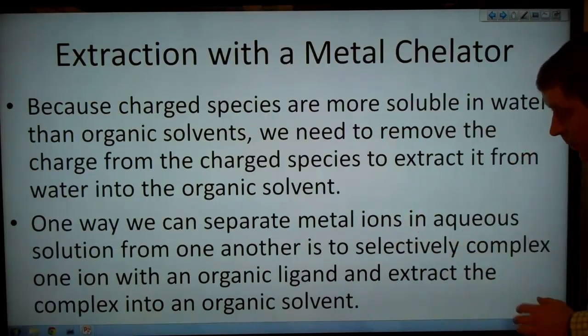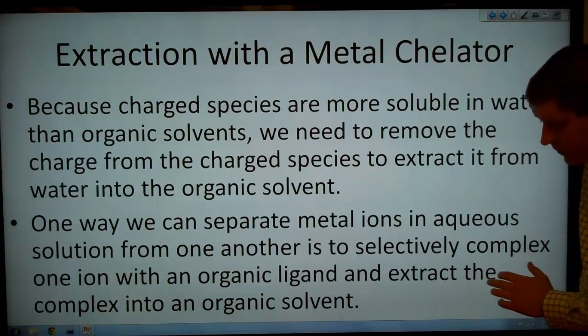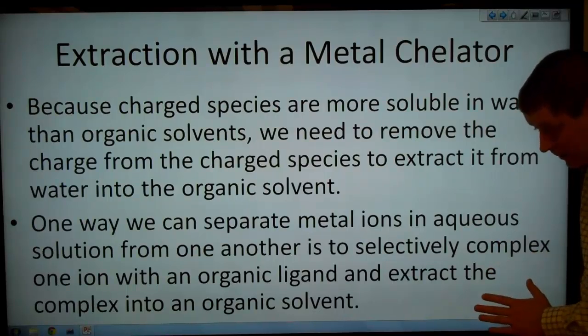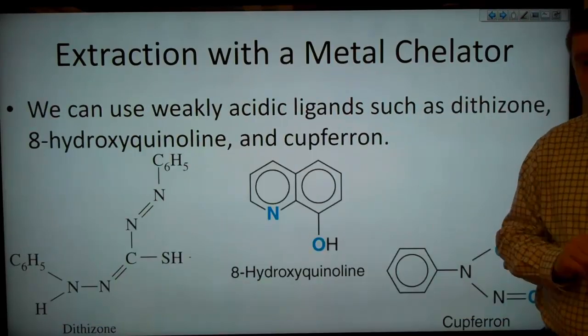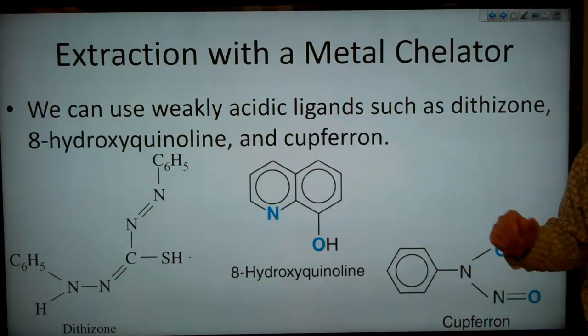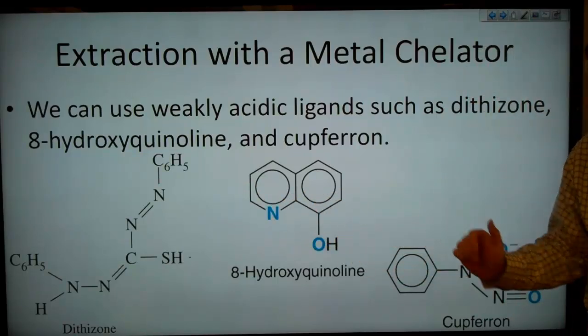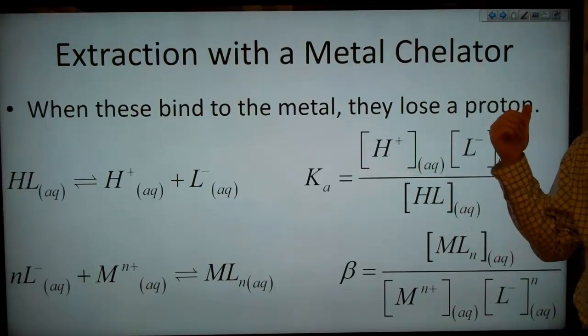And one way we can separate metal ions in aqueous solution from one another is to selectively complex one ion with an organic ligand and extract that complex into an organic solvent. We can use weakly acidic ligands such as dithizone over here, 8-hydroxyquinoline, and cupferron. When these bind to the metal, then they lose a proton.